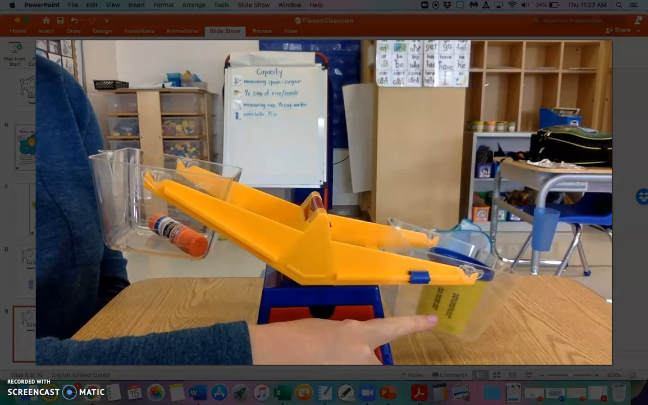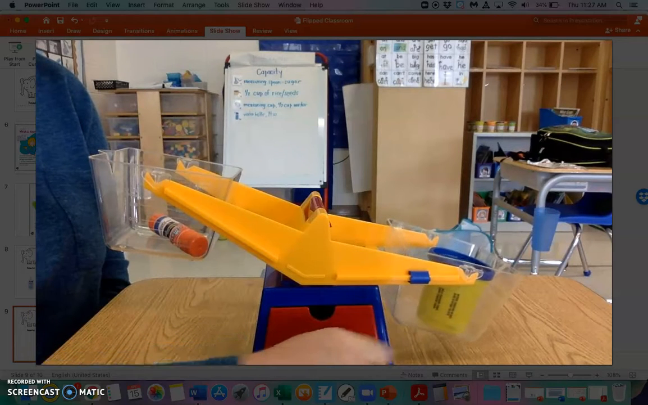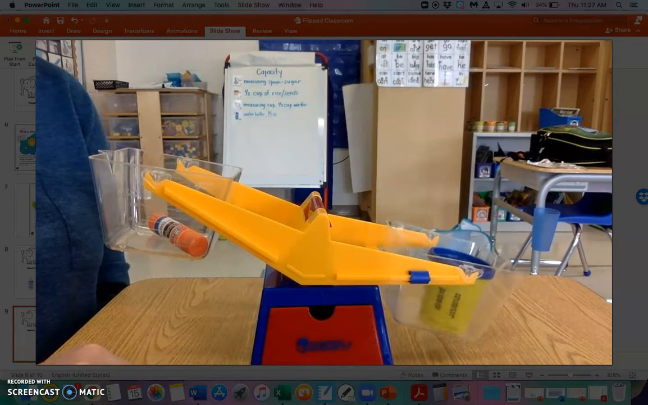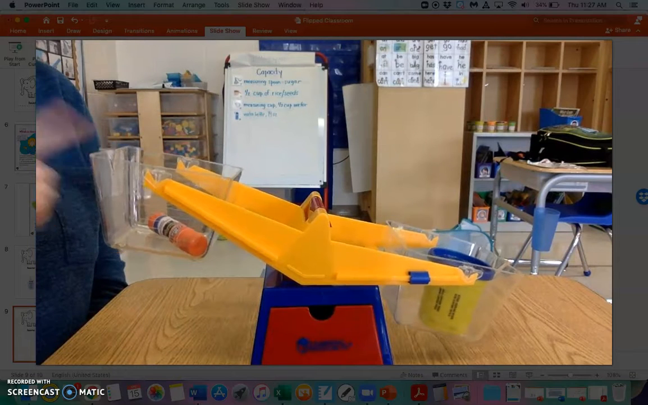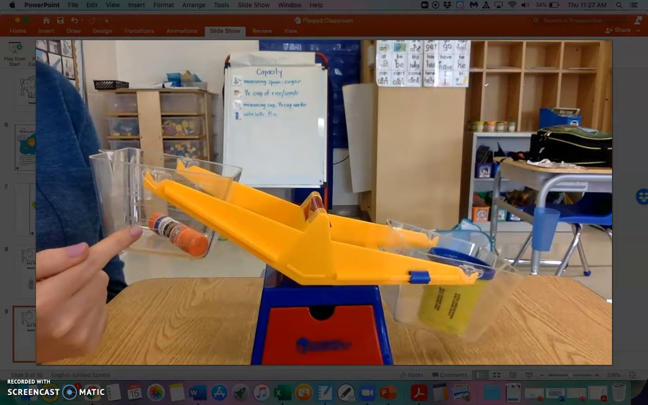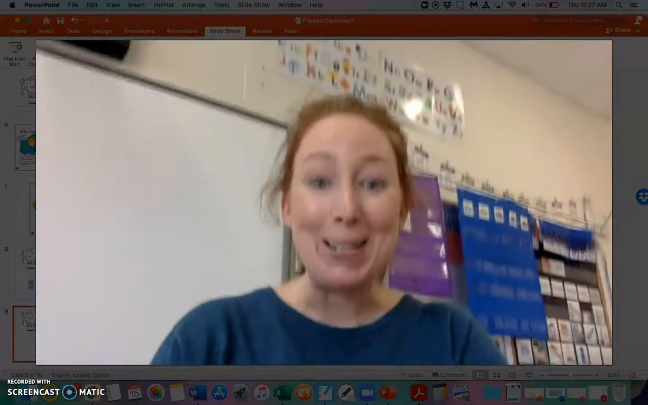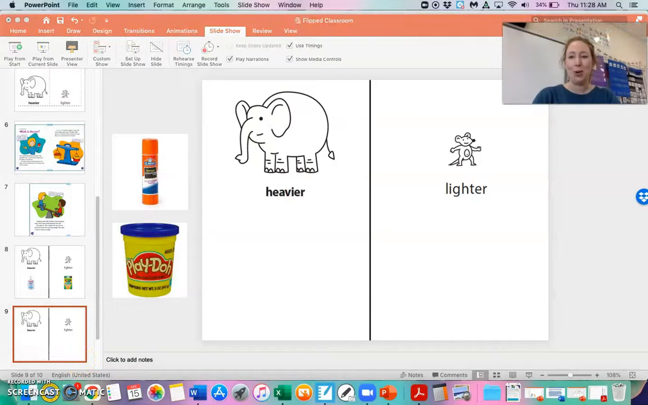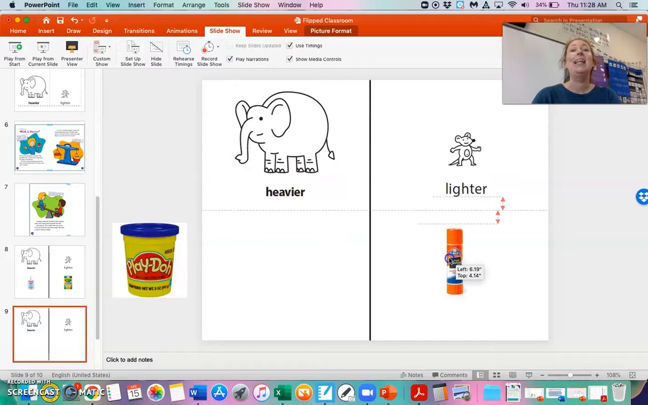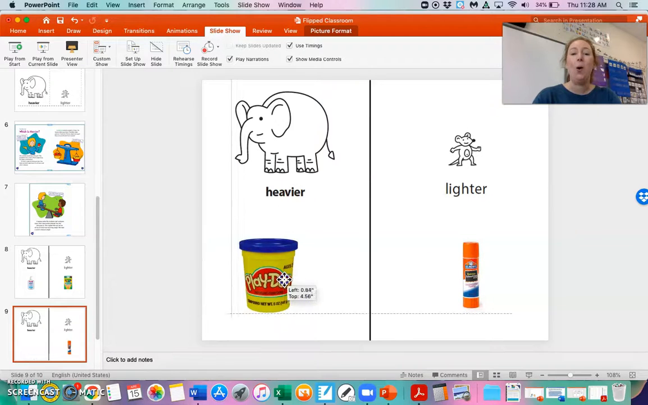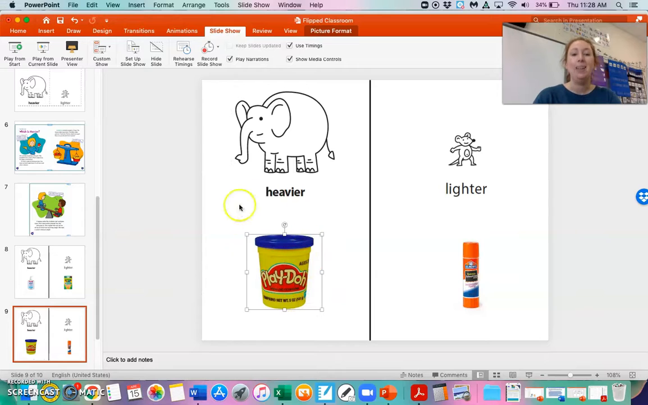The Play-Doh. Good job. How do you know that that side is heavier? Which way did it go? Down. It went down like a seesaw. The Play-Doh is heavier than a glue stick. The glue stick is lighter than the Play-Doh. Great job, my friends. So let's go back and show that in our chart. I'm going to put the glue stick on the lighter side and the Play-Doh on the heavier side. The Play-Doh was heavier than the glue stick.